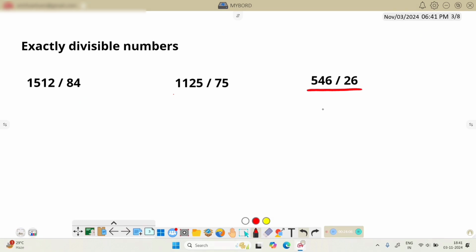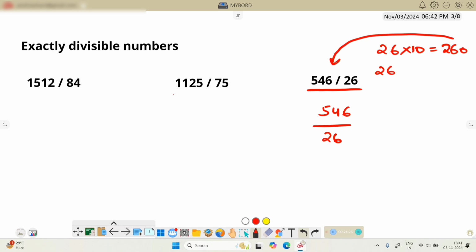So see here, the number they have given is 546 by 26. The first step we have to do is to multiply 26 with 10. You will get the answer 260. And next here you have to compare 260 and 546. So 546 is the bigger number. So you just multiply with 20 here. You just check it with 20.